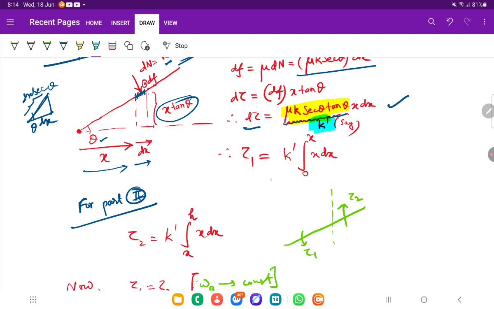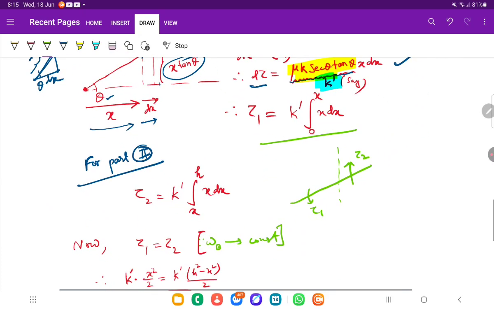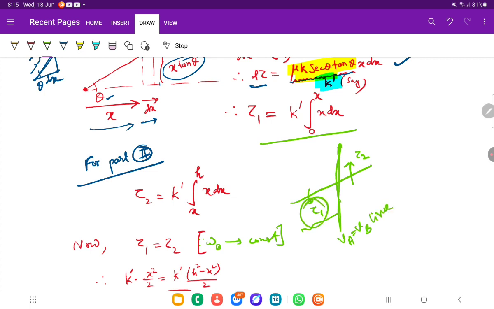So tau 1 is basically k prime into the integration from 0 to x of x dx, right? Tau 1 is basically, I have written here, the torque caused by friction acting on the part left of this line. This line means the VA equals VB line, right? The left part torque is tau 1 and the right part torque is tau 2, and these two are opposite in direction. I have shown it in the figure also. Let me erase a bit so that you can clearly see. Yes, these two are opposite in direction.